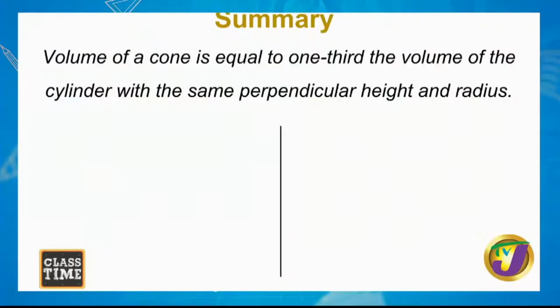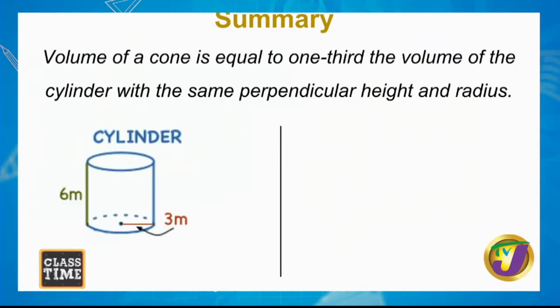So, based on all that we have explored, what can we deduce, summarize, generalize? The thing that we want our students to remember after today. Now, the volume of a cone is equal to 1/3 the volume of the cylinder with the same perpendicular height and the same radius. So we remember those conditions. The perpendicular heights must be equal. And the radius of the cylinder and the radius of the base of the cone must be equal as well.